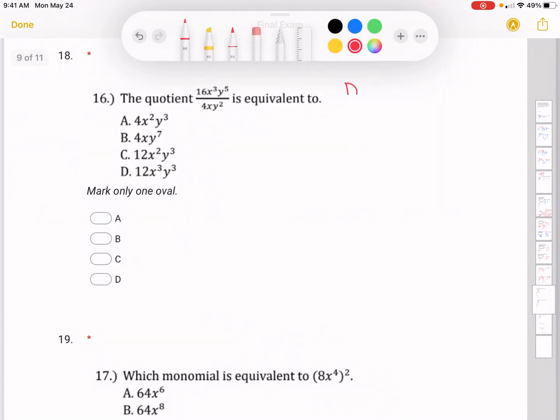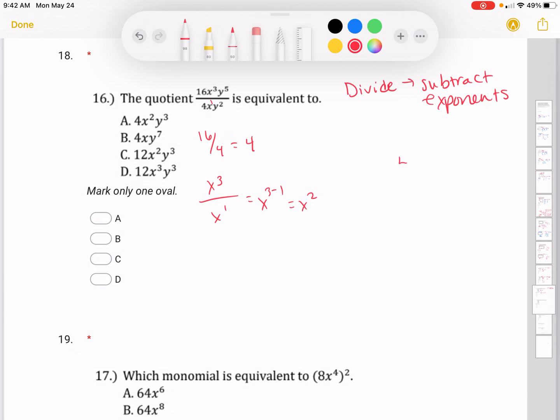This next one's also a division problem. So again, when you divide, you subtract exponents. So 16 divided by 4 is 4. X cubed divided by x to the imaginary 1 would be x squared. So far we have 4x squared. And then y to the 5th over y squared. If you subtract, you get y cubed.